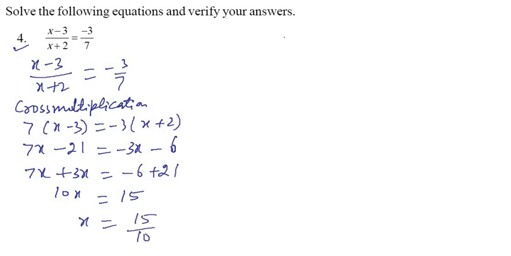So you can say x is equal to 1.5. 15 divided by 10, so we get 1.5. That is the answer. Now come to the verification.